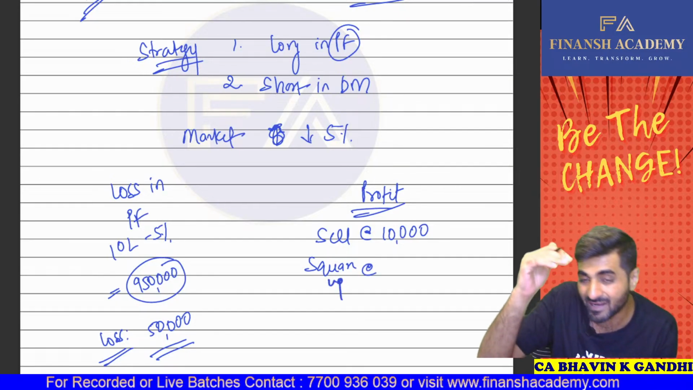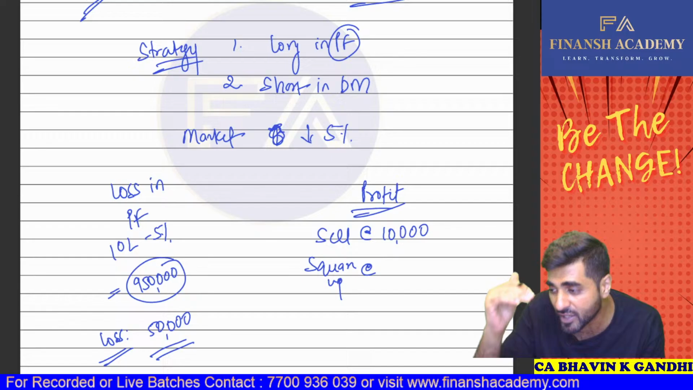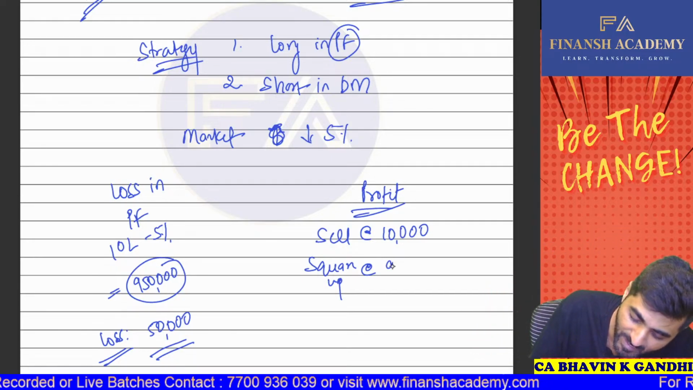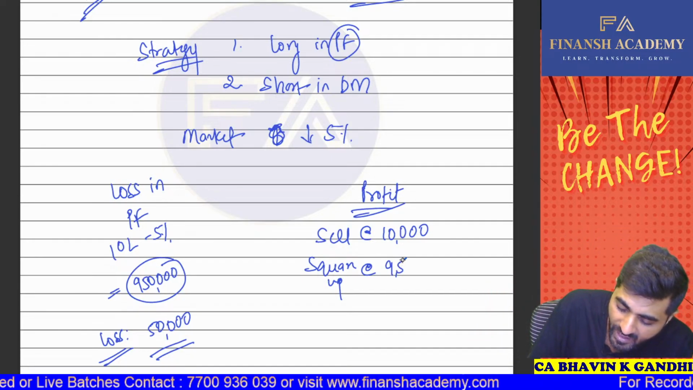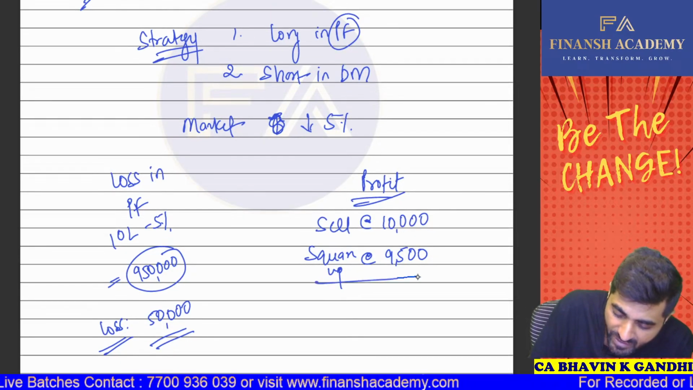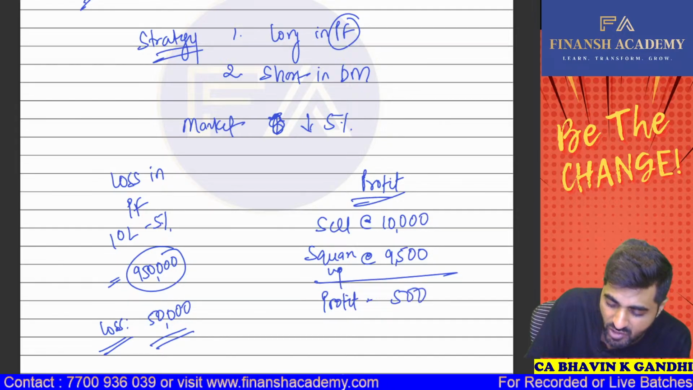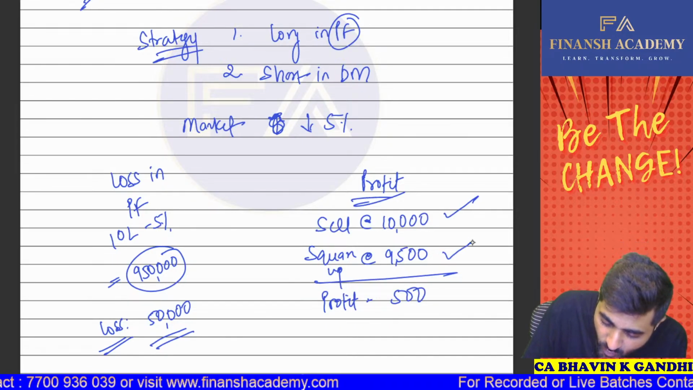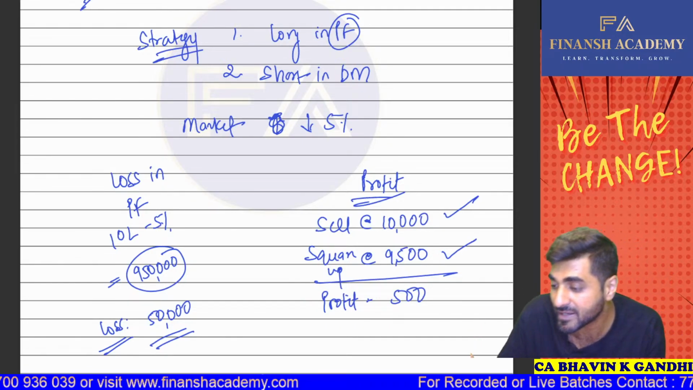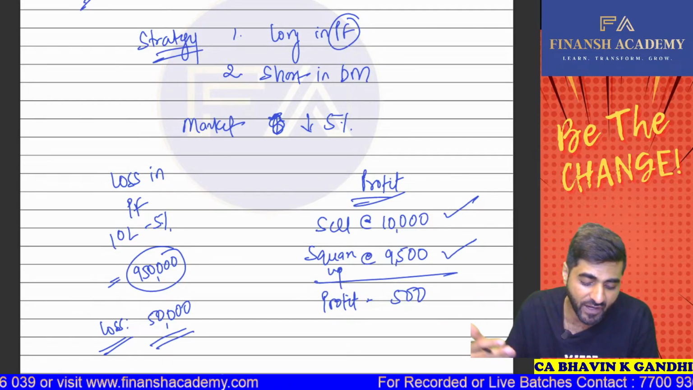At what price? Because market is falling by 5%. It means Nifty is falling by 5%. So can I say this will now become 9,500? So eventually there is a profit here. Why do I use the word profit? Because I've sold it at a higher price and I'm squaring it up. I'm buying it up at a lower price. So definitely there is a profit of 500.